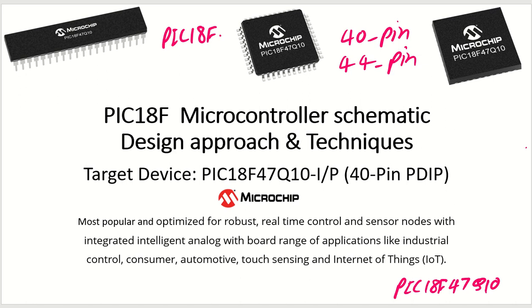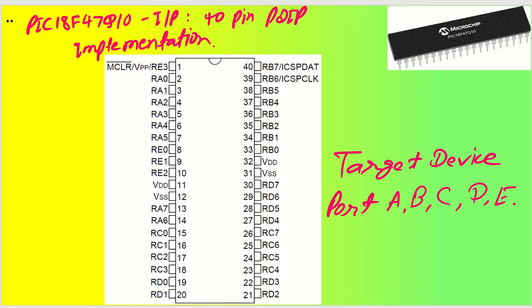So our aim is to design the circuit with PIC18F47Q10 and 40 pin PD package. So our main device target is this one. Okay. So as we have already seen, this is our pin configuration. As you can see, pin is from pin number 1 to 20 and 21 to 40. So I will be making a symbol of 40 pins PD package, and it has 5 ports: port A, port B, port C, port D, and port E. Okay.